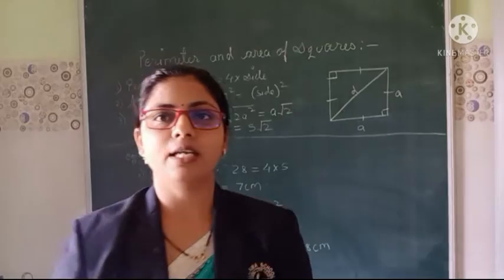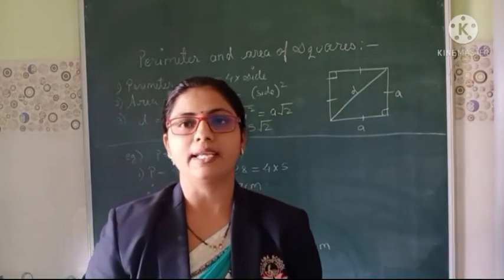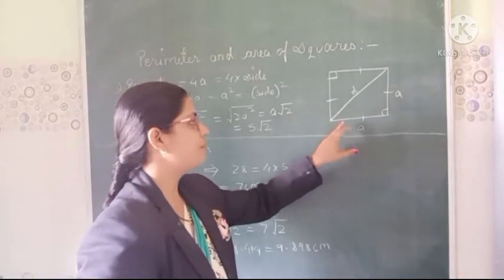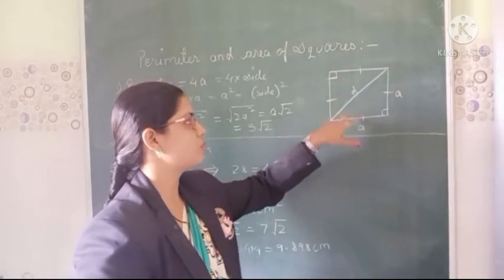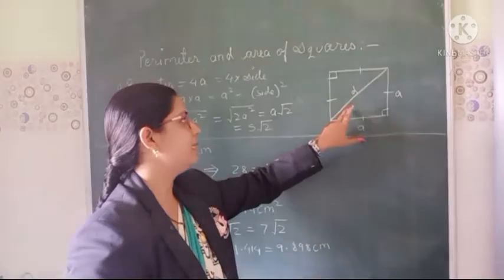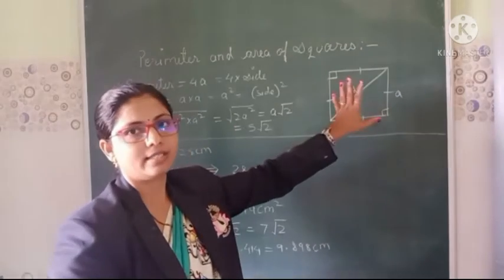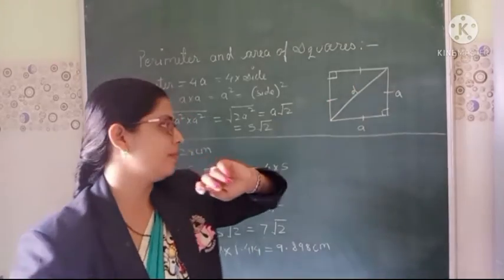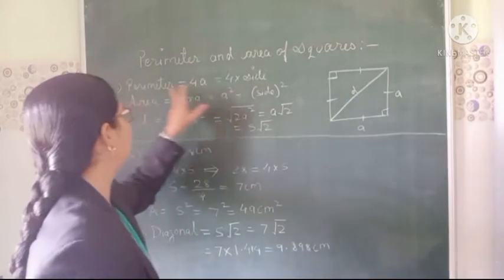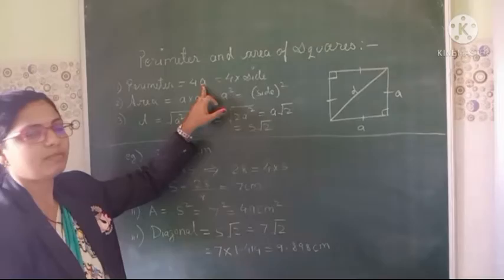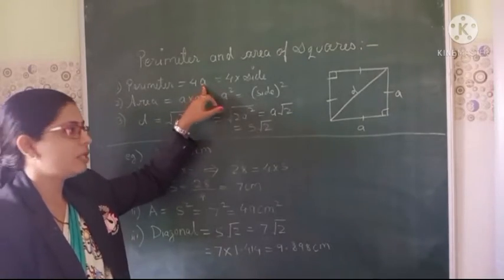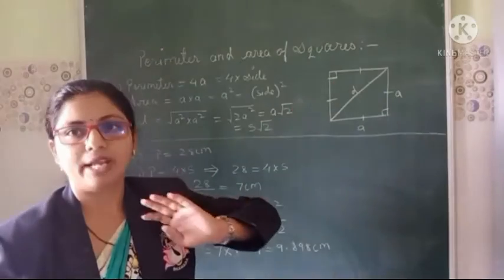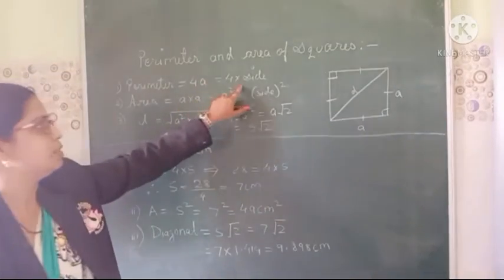Now let us study about the perimeter and area of a square. So here we have the diagram of a square where we can see all the sides of a square are equal and all the vertices have a 90-degree angle. And this is a diagonal which is crossing over there. So for that we have perimeter equals 4 multiplied by A. Why? Because A plus A plus A plus A, it will be 4A.